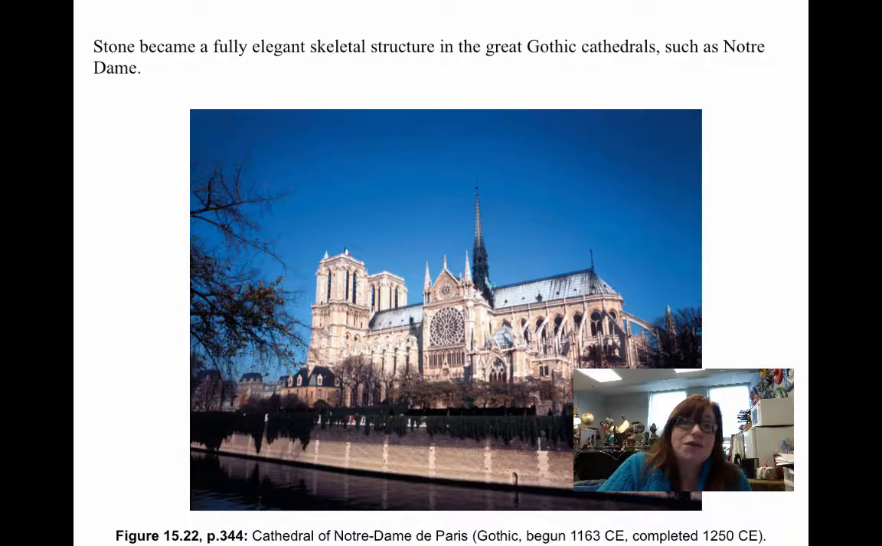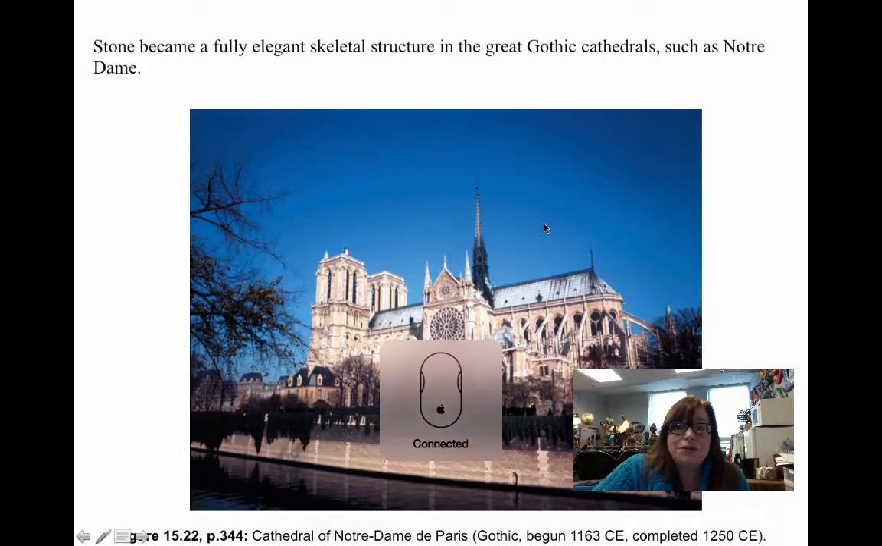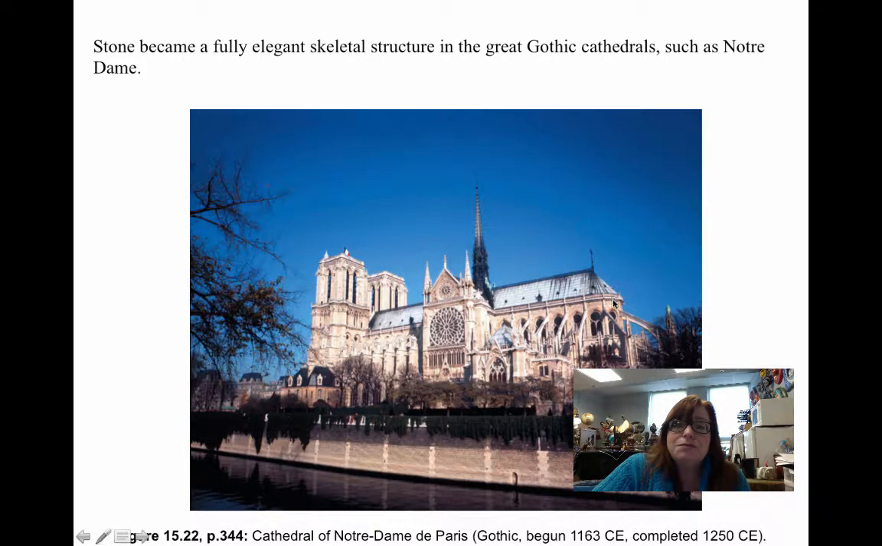So I'm going to actually move along here. Stone, during the Gothic period, became a fully elegant skeletal structure in the great Gothic cathedrals, such as Notre Dame. And if you look at this building here, I'm going to use my little arrow to point at these things. These are the flying buttresses. So you can see in between each of these arches here, you've got a flying buttress, and that is allowing more weight to be borne on the building.